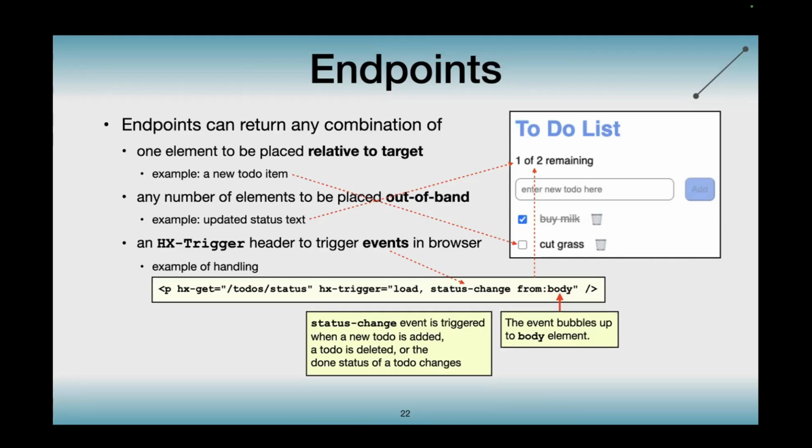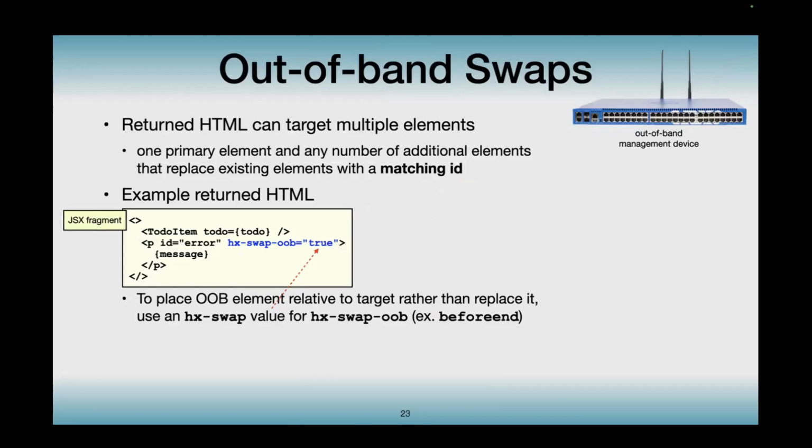Well, I want to trigger that hx-get. I want to send a request to /to-do/status, and it's going to update the content of that paragraph element, which is where I'm displaying the one of two remaining. So lots of options for how an endpoint can get the UI to update. All right, so we talked about out-of-band swaps.